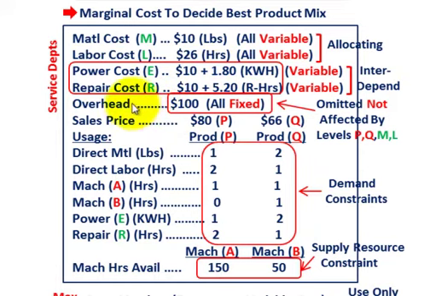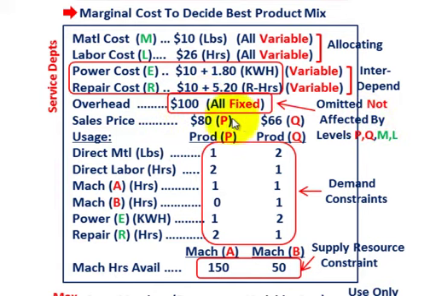And then you also would have some overhead here, and I'm just showing $100, but it's all going to be fixed overhead, and it's not affecting our linear programming for determining the levels of our different products in material, labor, and so forth. So you omit that from your linear program.